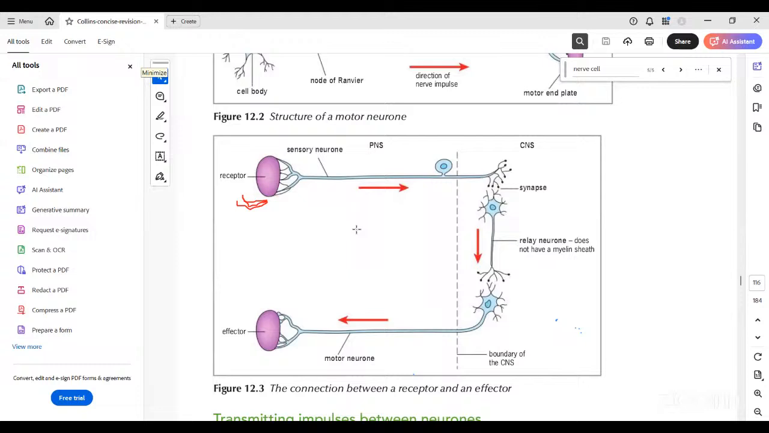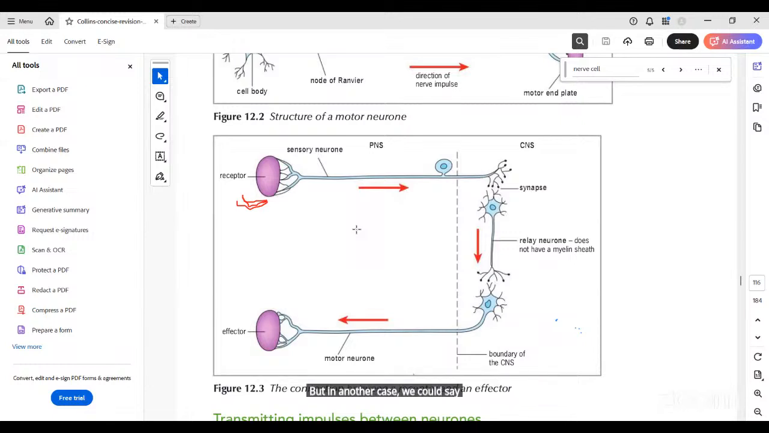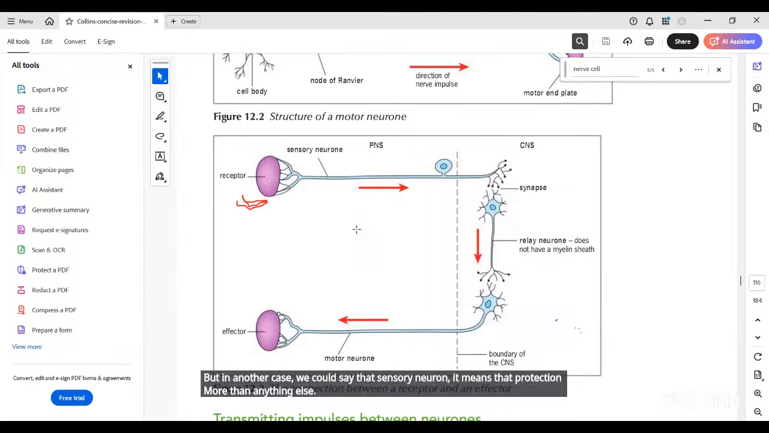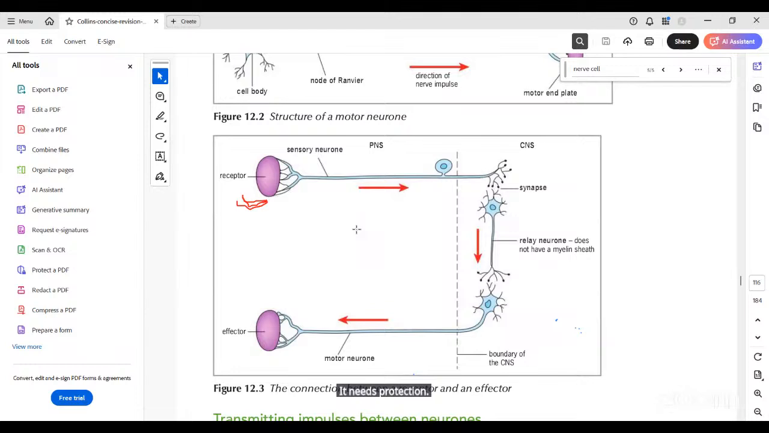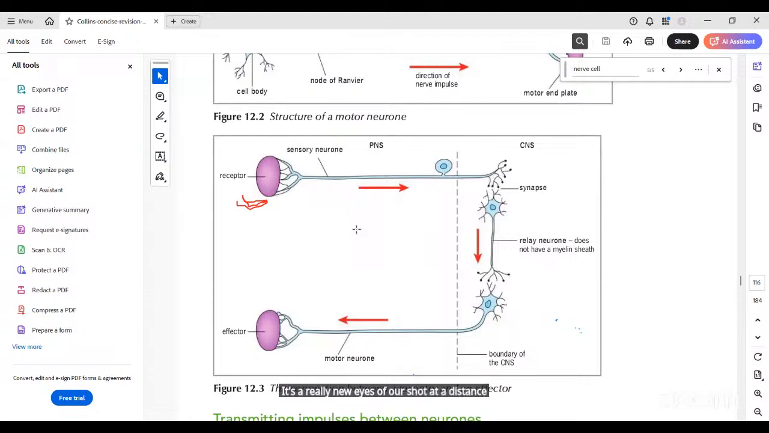Right? So, sometimes I have to think about these things to make you remember it. But in another case, we could say the sensory neuron needs that protection more than anything else. So the sensory neuron is where all of them need protection, but that one specifically will need more protection than the rest, to be honest. Especially more than the relay neuron. So the relay neuron is over a shorter distance. It doesn't need a myelin sheath. That's also a valid response.